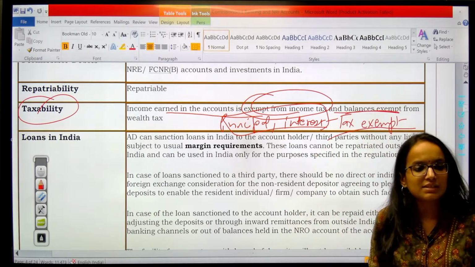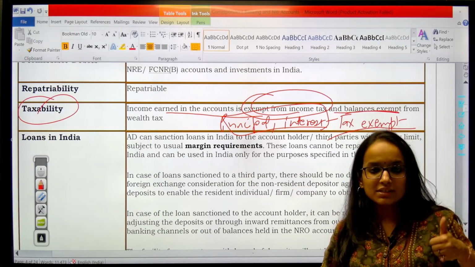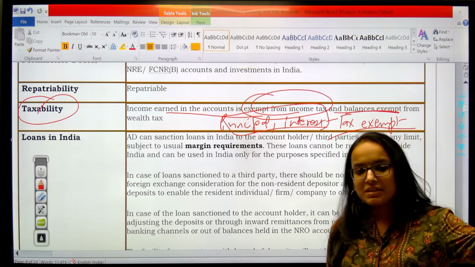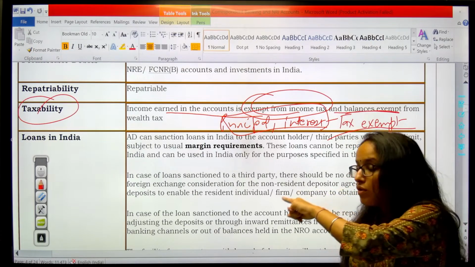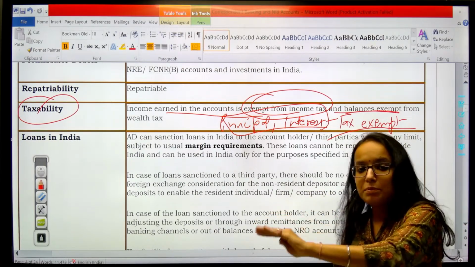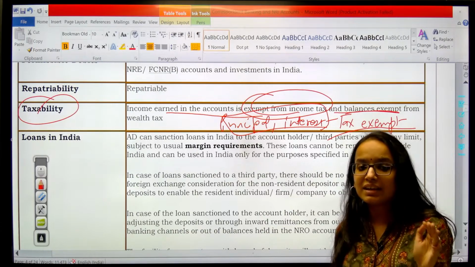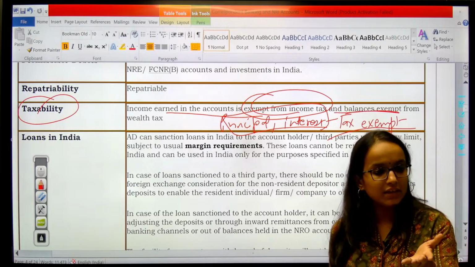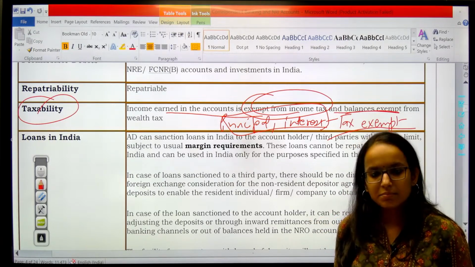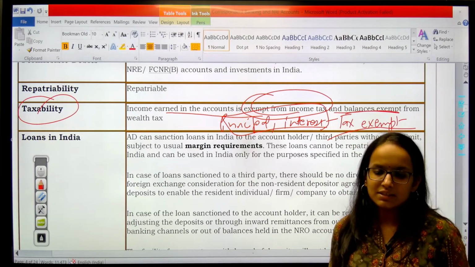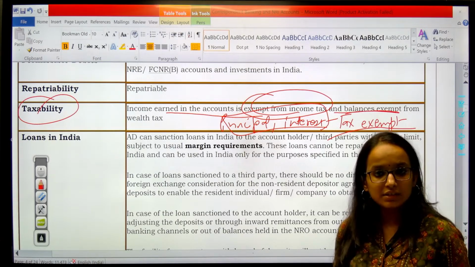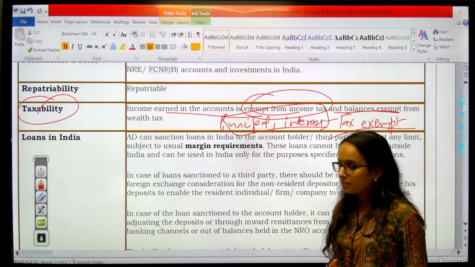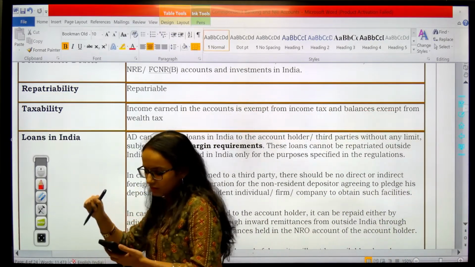It is totally tax exempt, remember. It is exempt from income tax as well as from the wealth tax. Any principal amount, any interest earned from this account, everything, principal plus interest, is totally tax exempt. That is a huge incentive given to these people, NRIs and PIOs, isn't it? So it is exempt from income tax and exempt from wealth tax. Remember, this is a very important aspect. Principal as well as interest, nothing taxable.